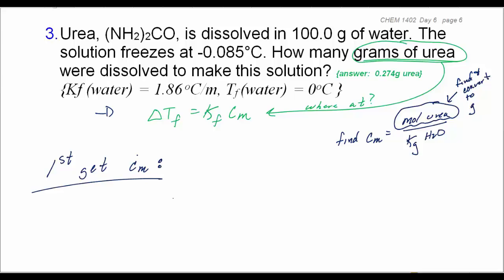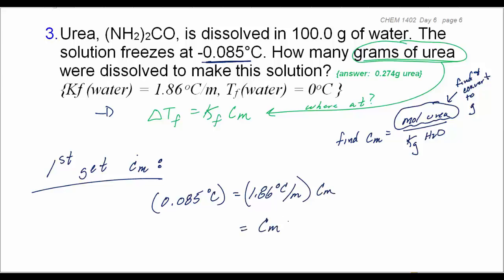So my delta Tf, and remember, since water typically freezes at 0, this final temperature is delta T, so we can kind of drop that negative though. Remember, we just worked a problem like that. Equals Kf, which is 1.86. So what is my Cm? 0.085 divided by 1.86, get about 0.046.